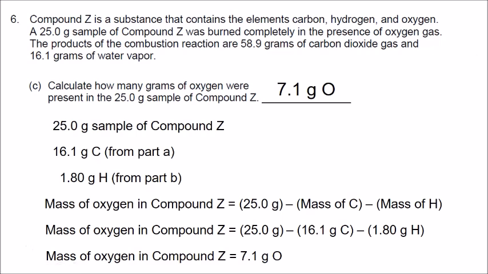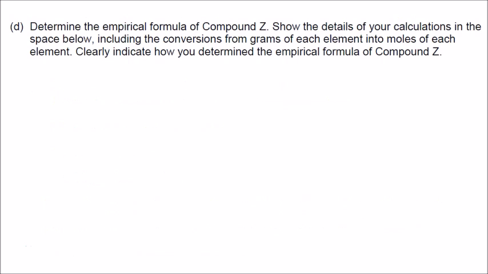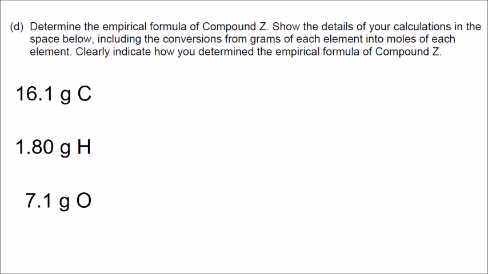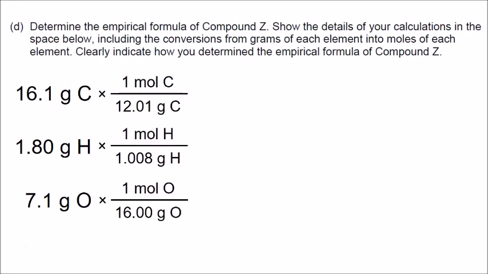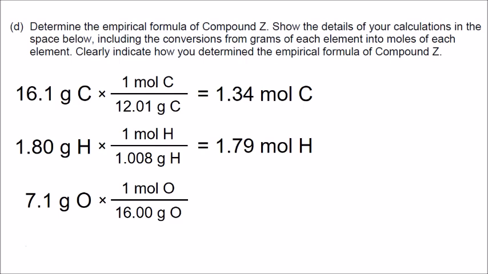Okay, our next step in the process is to figure out the empirical formula of compound Z. So we know the grams of carbon, hydrogen, and oxygen. We would like to get a simple whole number ratio of moles. So first we have to convert grams of each element into moles. And once we do that math, we can then divide each of the numbers of moles by the lowest number. So for carbon, we get 1.34 moles. For hydrogen, we get 1.79 moles. And for oxygen, we get 0.44 moles.